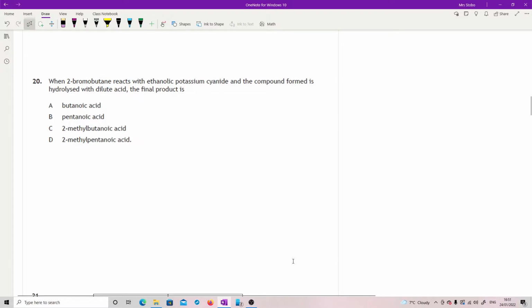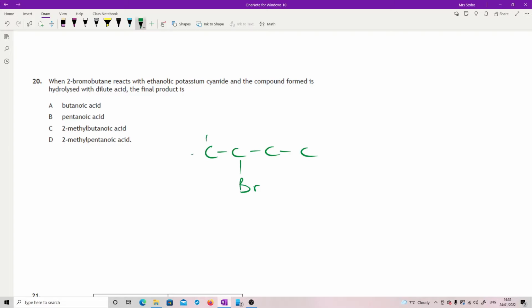When 2-bromobutane reacts with ethanolic potassium cyanide and the compound formed is hydrolyzed with dilute acid, the final product is... Okay, so just being careful. 2-bromobutane, 1, 2, 3, 4. Bromine off here, and the rest of these quite happily filled in with hydrogens. Okay, we are going to react this with potassium cyanide.